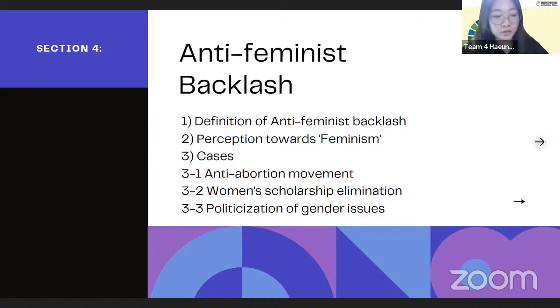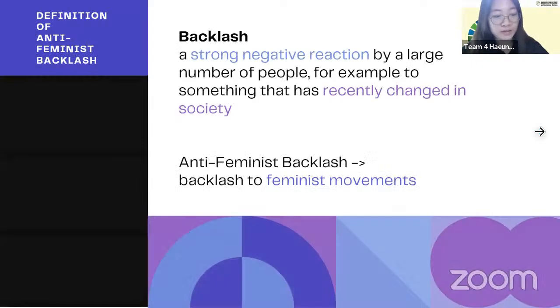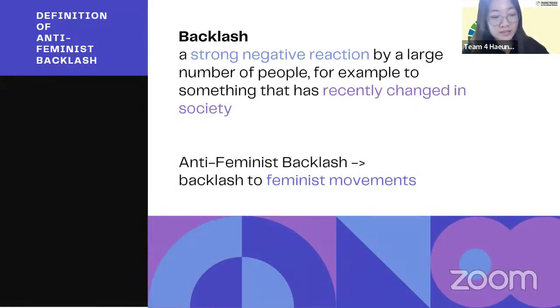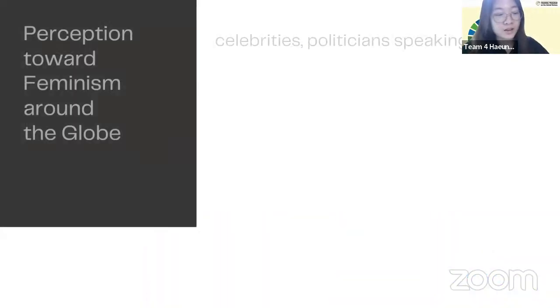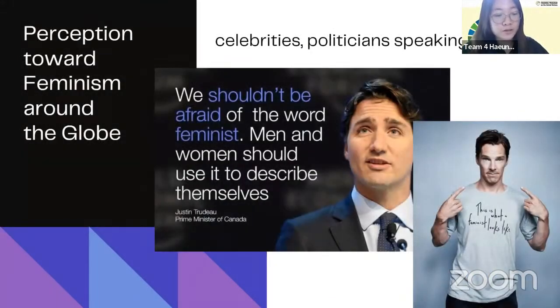Firstly, we have to understand the term. What is backlash? Backlash is basically a strong negative reaction by a large number of people, for example, to something that has recently changed in a society. So anti-feminist backlash is backlash against feminists and feminism. It's not that perception toward feminism of the 21st century is miserable.